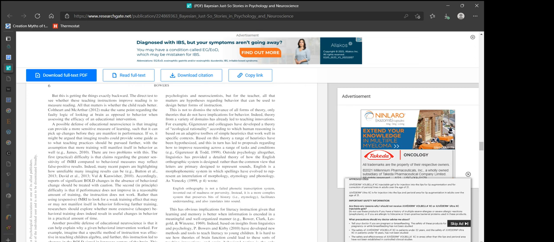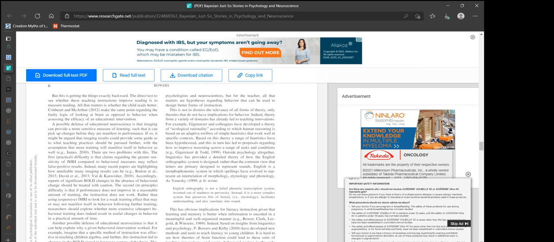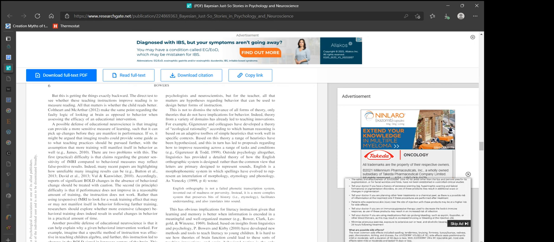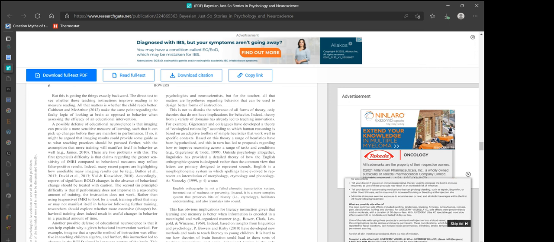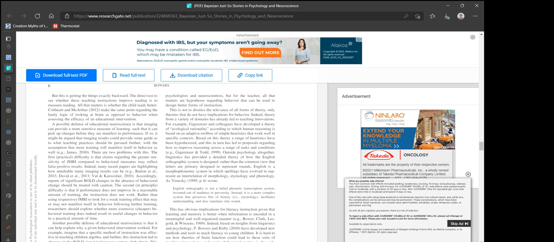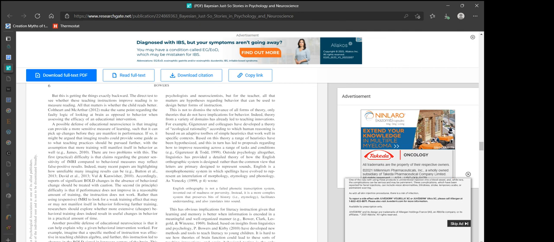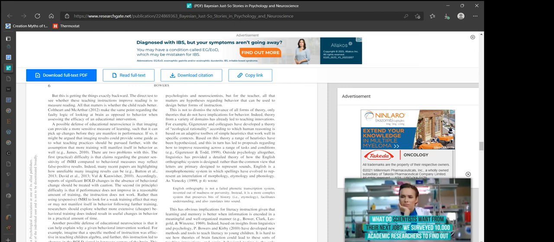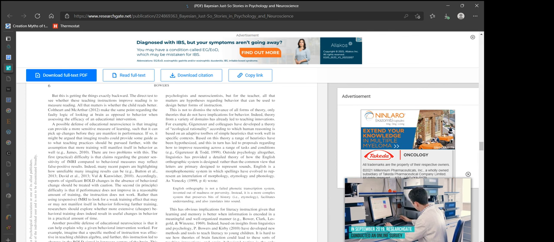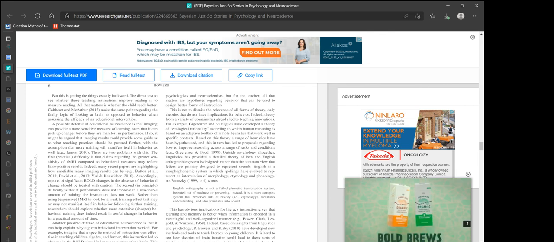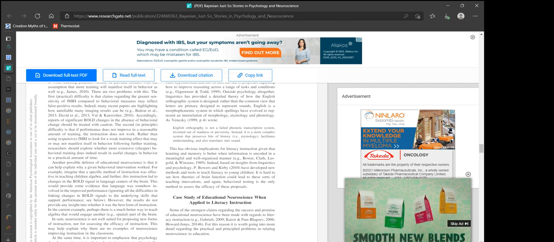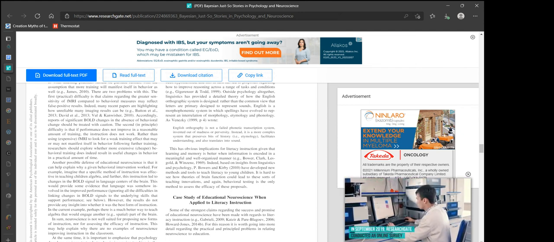Indeed, many recent papers are highlighting how unreliable many imaging results can be. Accordingly, reports of significant BOLD changes in the absence of behavioral change should be treated with caution. The second, in principle, difficulty is that if performance does not improve in a reasonable amount of training, the instruction does not work. Rather than using expensive fMRI to look for a weak training effect that may or may not manifest itself in behavior following further training, researchers should explore whether more extensive, cheaper behavioral training does indeed result in useful changes in behavior in a practical amount of time.